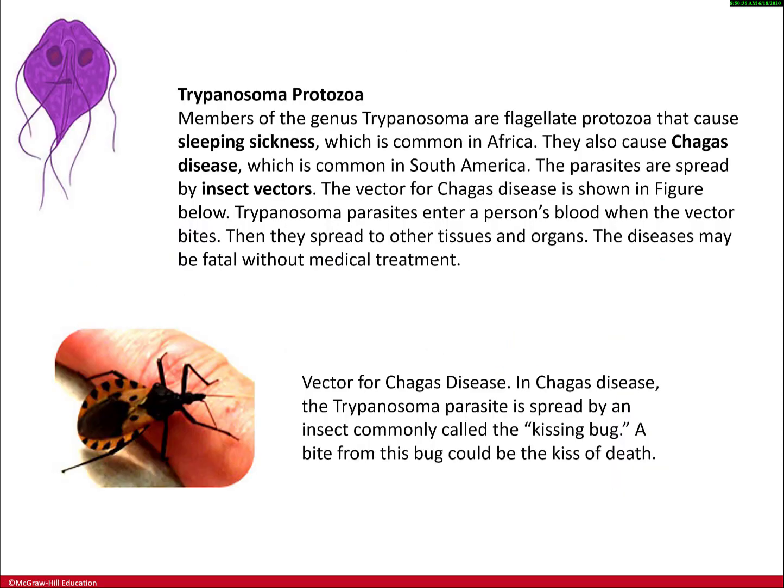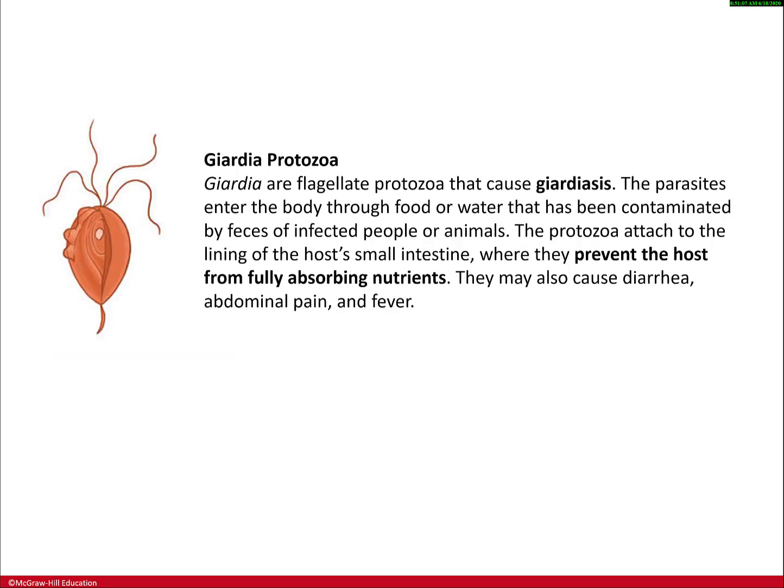And so the Trypanosome protozoa causes sleeping sickness and Chagas disease, parasites spread by insects, vectored by insects. We have an insect commonly called the kissing bug, which does anything but kiss. But the bite from this bug could be the kiss of death. But the Trypanosome protozoa is spread that way.